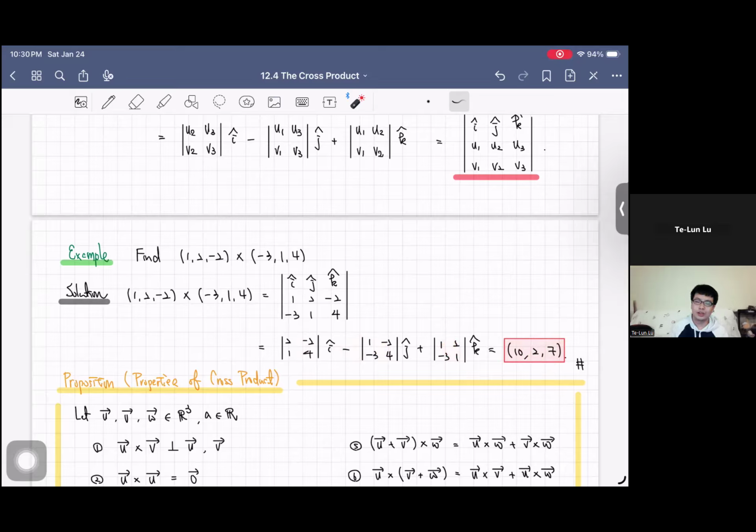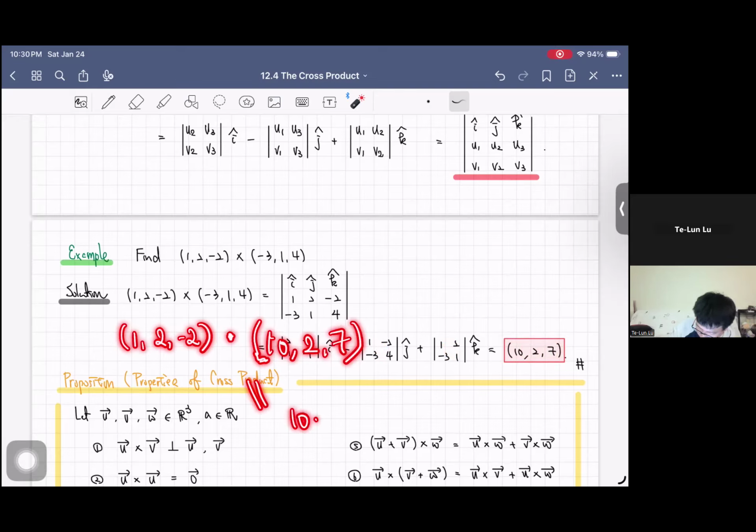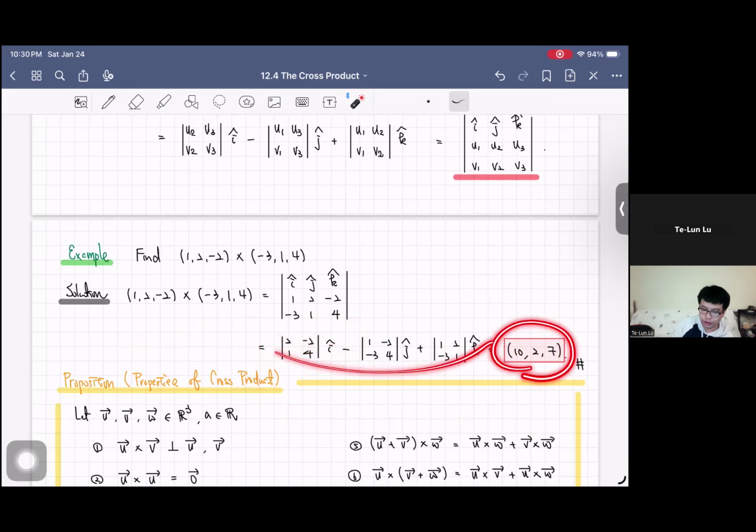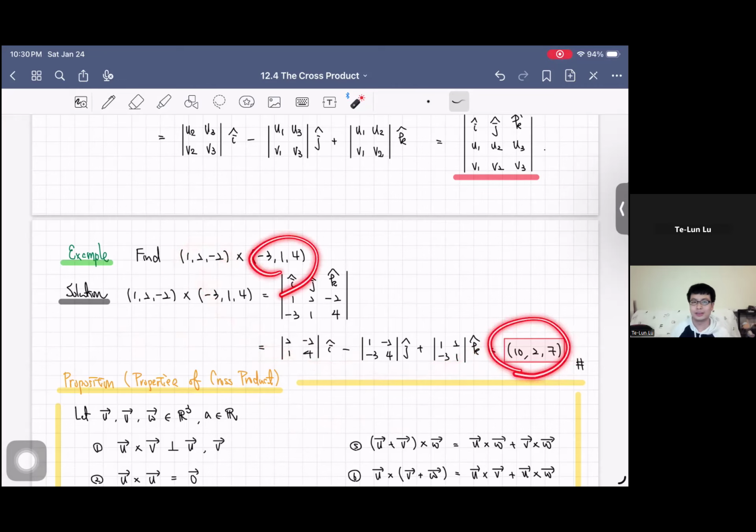And you can actually check our definition of cross product. So if I try to take the dot product between our u and our u cross v, which is 10, 2, 7, you get 10 plus 4 minus 14, right? Which is 0. So this guy is actually orthogonal to this guy. And you can do the same thing to find out that this guy is also orthogonal to the other one. So that is how we construct our cross product, right?